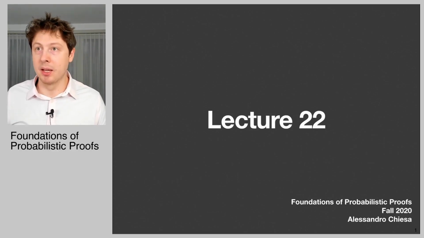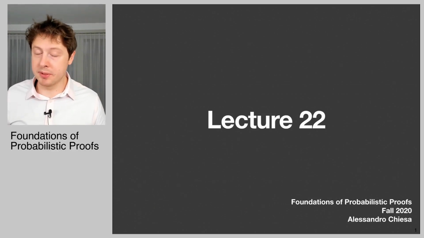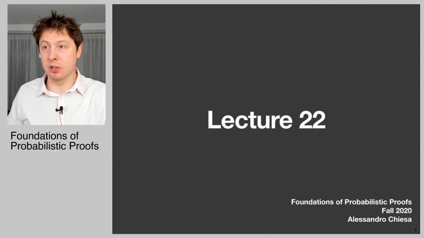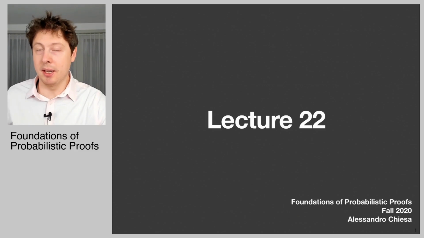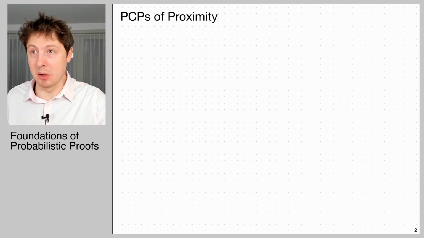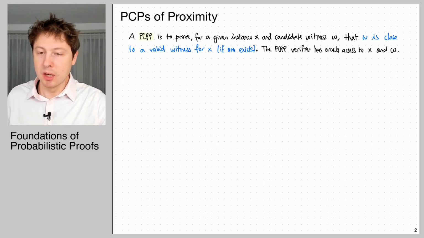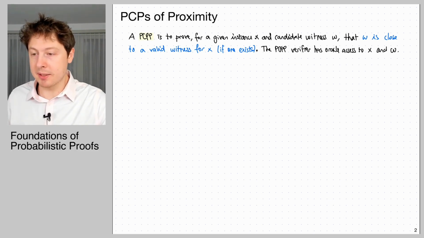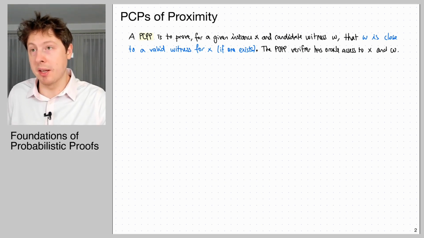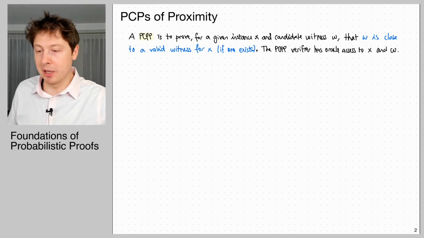Okay, but this was only one of the two components. For proof composition, we also need PCPs of proximity, and that is exactly what we're going to look at today. We're going to construct PCPs of proximity. So just to remind you, a PCP of proximity is to prove, for a given instance X and a candidate witness W, that W is close to a valid witness for X, if one exists. Of course, if none exists, then everything is by definition far.